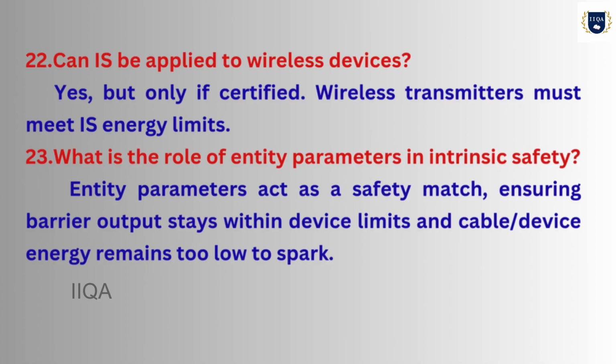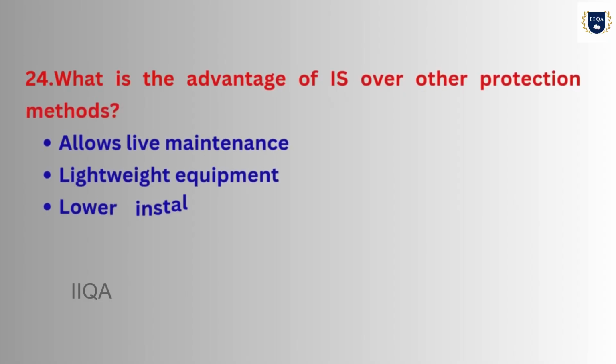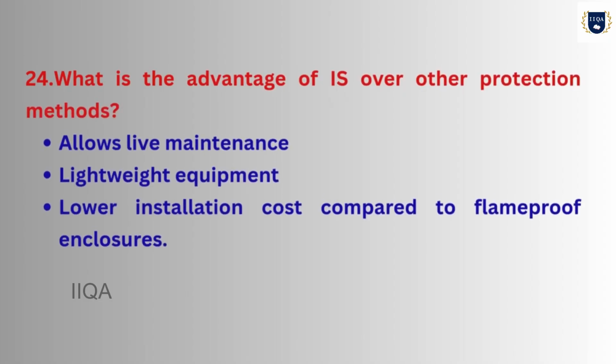What is the role of entity parameters in intrinsic safety? Entity parameters act as a safety match, ensuring barrier output stays within device limits and cable or device energy remains too low to spark. What is the advantage of IS over other protection methods? Allows live maintenance, lightweight equipment, lower installation cost compared to flameproof enclosures.